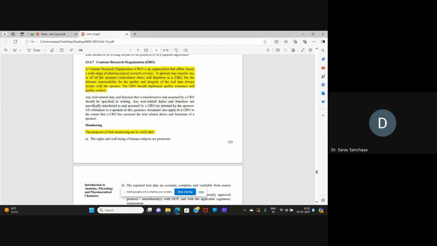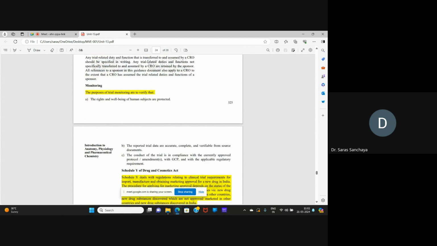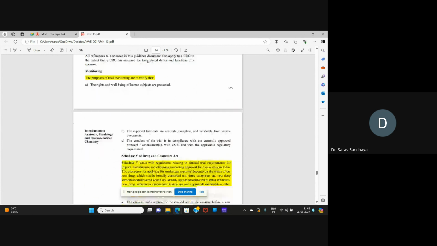Now, monitoring. The purposes of trial monitoring are to verify that the rights and well-being of human subjects are protected, the reported trial data are accurate, complete, and verifiable from source documents, and the conduct of the trial is in compliance with the currently approved protocol or amendments, with good clinical practices, and with applicable regulatory requirements.